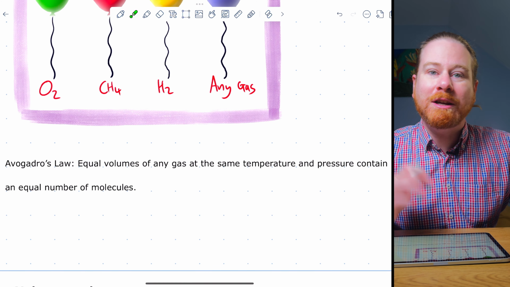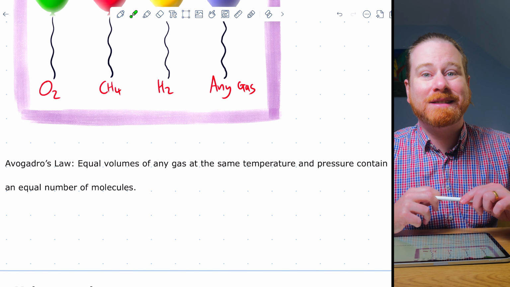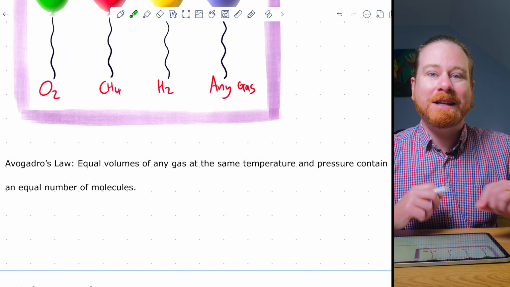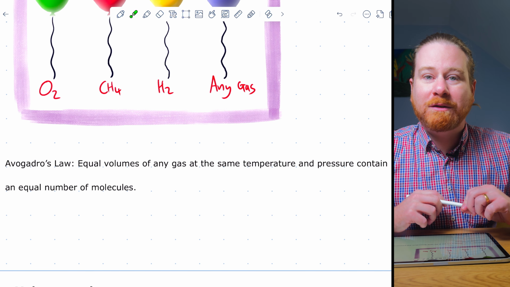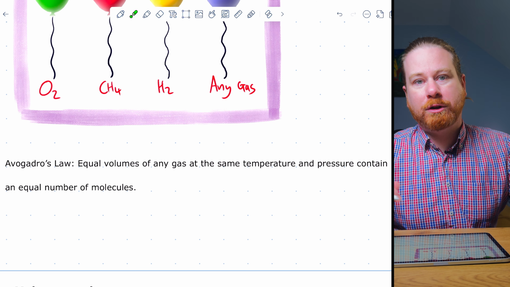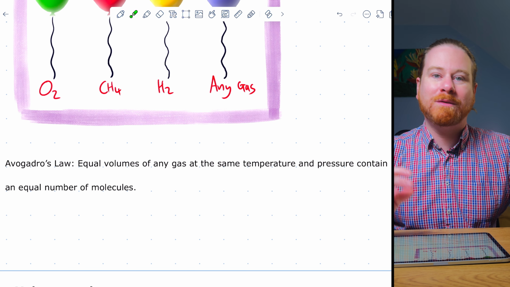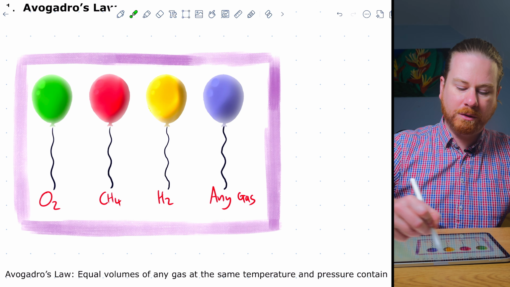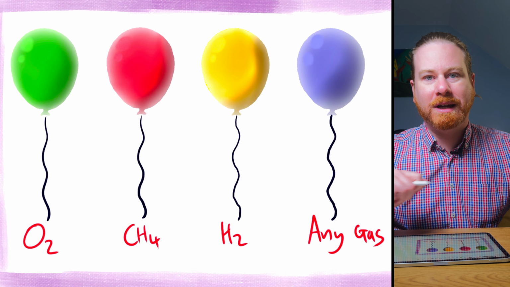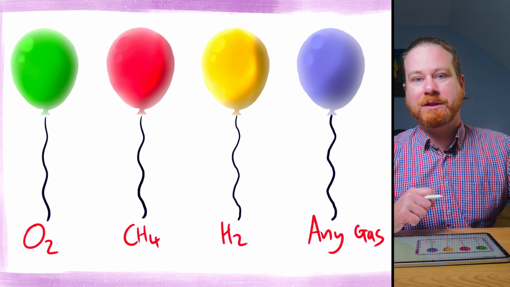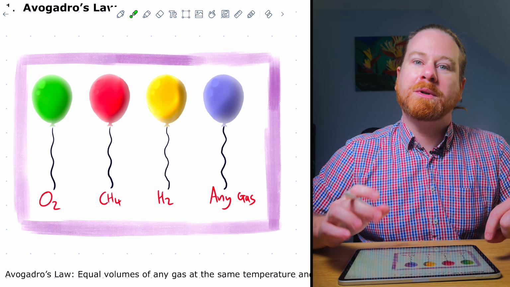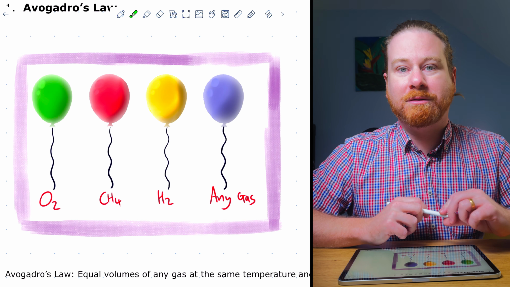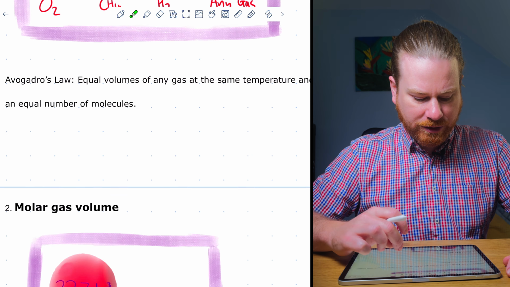It states that equal volumes of any gas at the same temperature and pressure contain an equal number of molecules. Impressive stuff. And if you had 1 mole of any gas, its volume is going to be 22.7 decimeters cubed. So all of these balloons here with their 1 mole of gas are going to be 22.7 decimeters cubed. Go back to the last video to remind yourself how to convert between centimeters cubed and decimeters cubed if you have forgotten. And now on to our next thing.